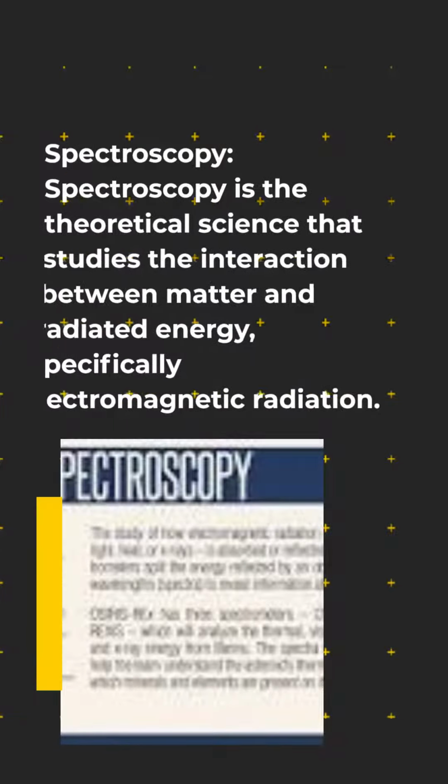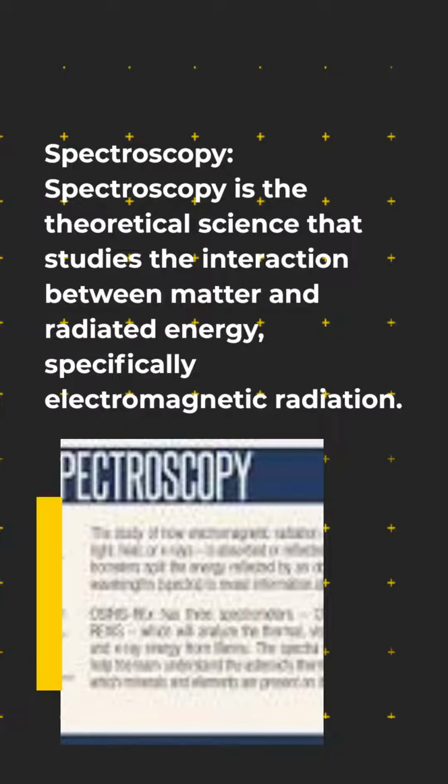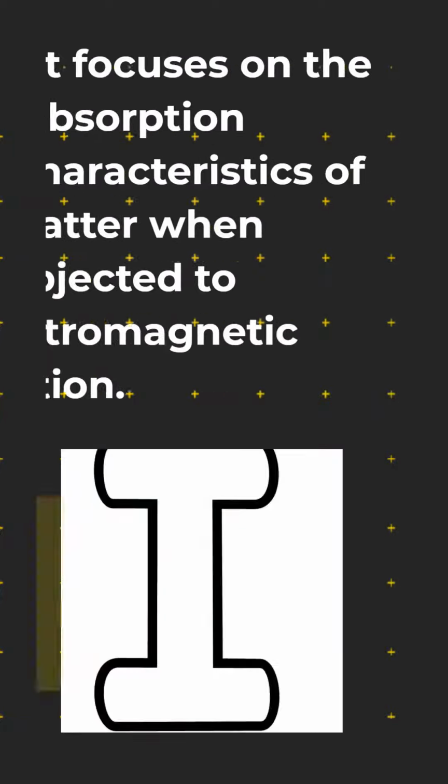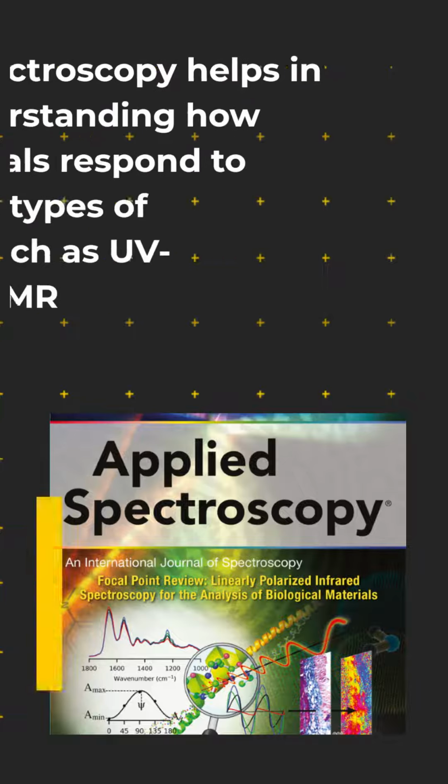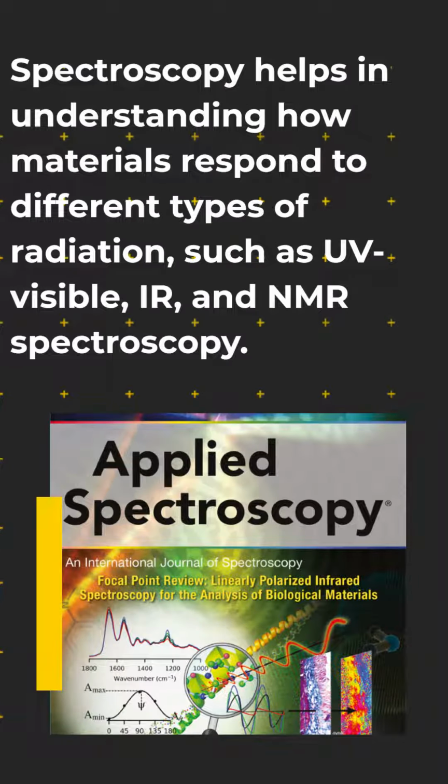Spectroscopy. Spectroscopy is the theoretical science that studies the interaction between matter and radiated energy, specifically electromagnetic radiation. It focuses on the absorption characteristics of matter when subjected to electromagnetic radiation. Spectroscopy helps in understanding how materials respond to different types of radiation, such as UV visible, IR, and NMR spectroscopy.